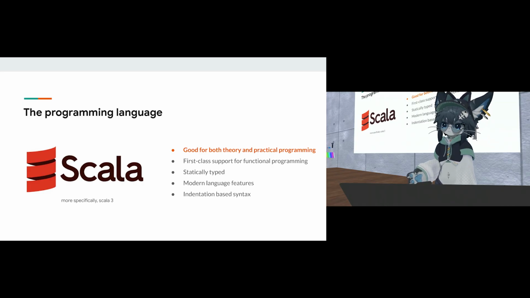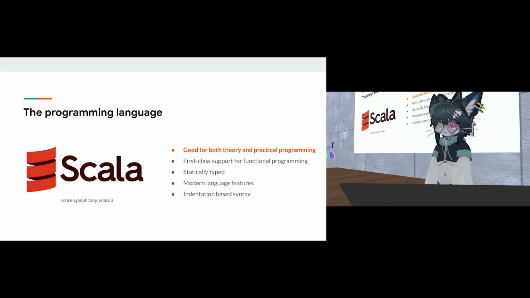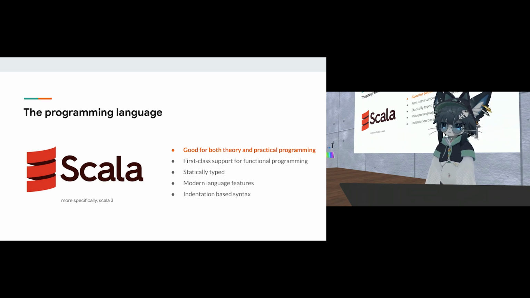For this course, we'll be using Scala 3. The reason that I chose Scala 3 is that it has a nice middle ground between both theoretical and practical programming. It borrows a lot of ideas from functional programming concepts while being practical enough to build real enterprise-grade software. It also has an indentation-based syntax, which, in my opinion, forces you to write clean code. However, you can still use brackets if you like.